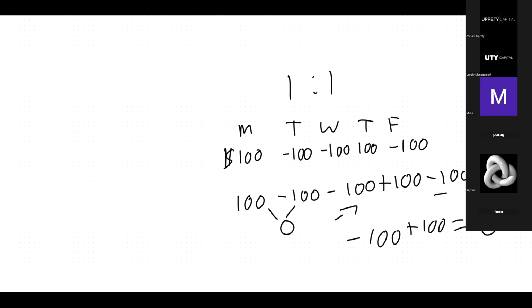Which means that across 5 days, Chem needs a 50% win rate to break even. BE means break even, by the way. So Chem needs a 50% or higher win rate just to be able to break even.